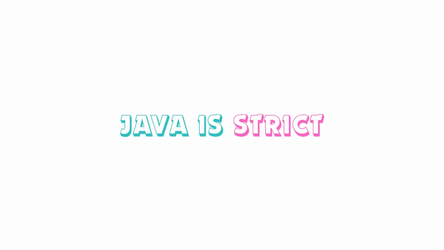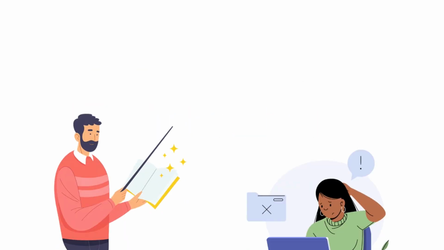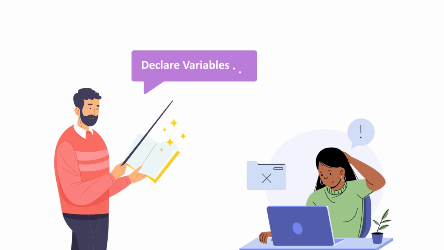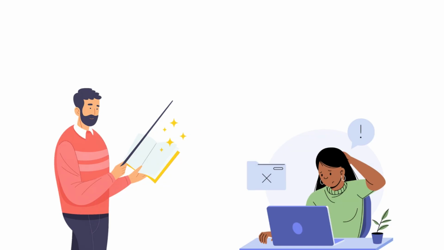Java is strict. Java is like the strict school teacher. Declare variables, follow the rules. Don't confuse me. It feels annoying, but because Java is strict, you get fewer bugs in your code.